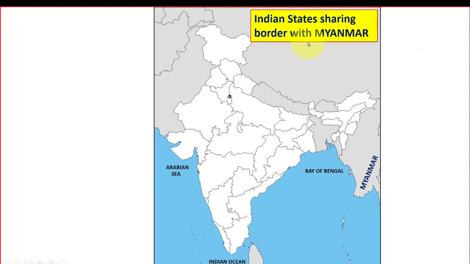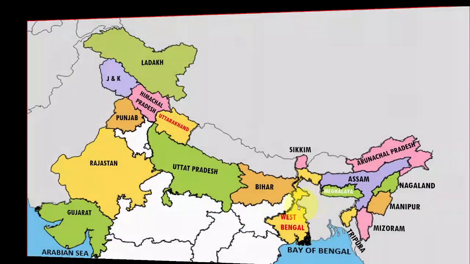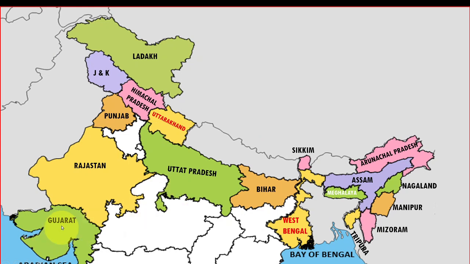Indian states sharing border with Myanmar. First, Arunachal Pradesh. Second is Nagaland. Third is Manipur, and fourth one is Mizoram. These are the 4 states which share a border with Myanmar.